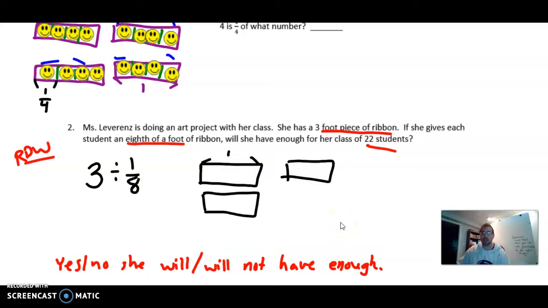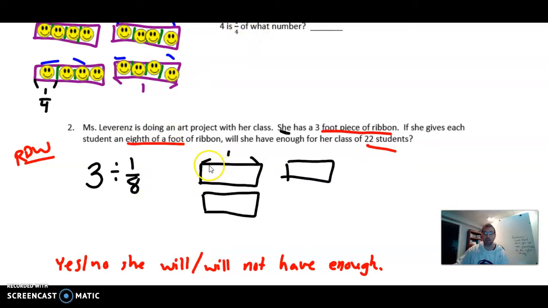But I'm going to actually stop for a moment and think. Okay, how did I know that 3 was going first? It's not just because it's the very first detail on here. That's not always the case. You have to think about what's the whole. What are we starting with? What is she really starting with? Okay, she's not starting with an eighth of a foot. She really has in her possession a 3-foot piece of ribbon. She started with it. Then she's going to cut it up to give it to all of her students. All right, keep that in mind.